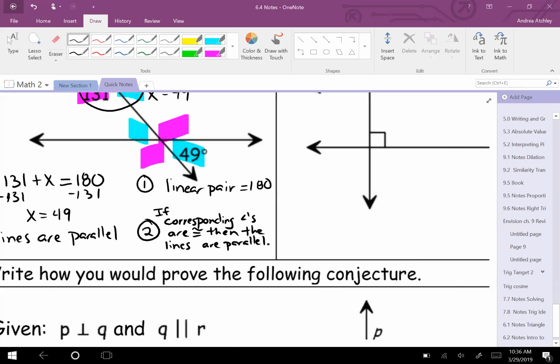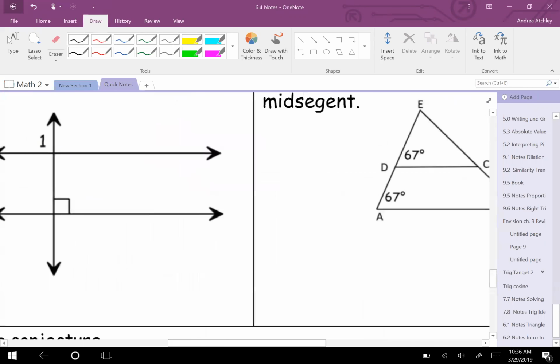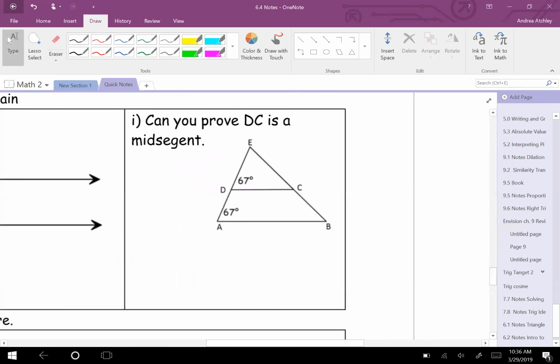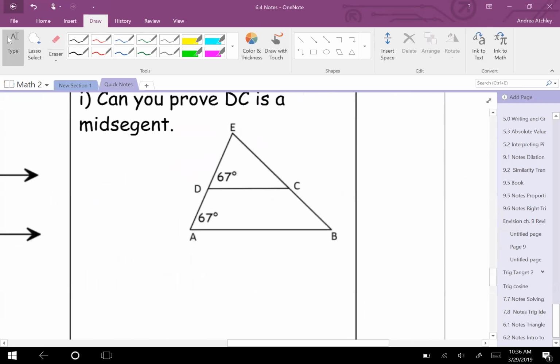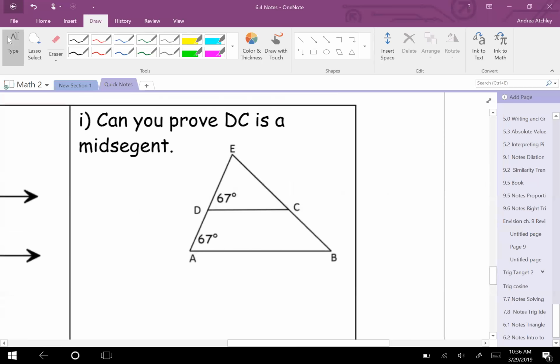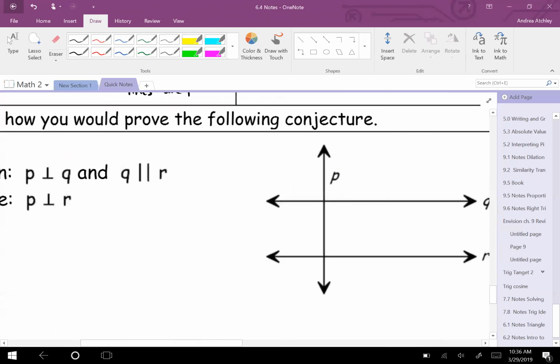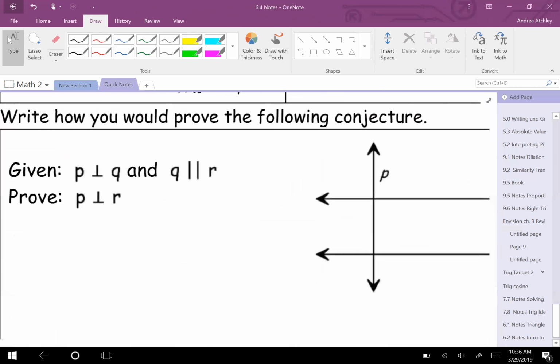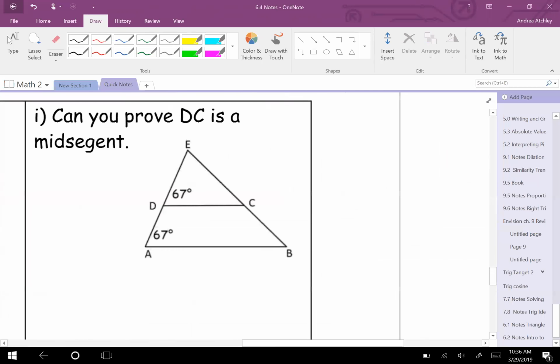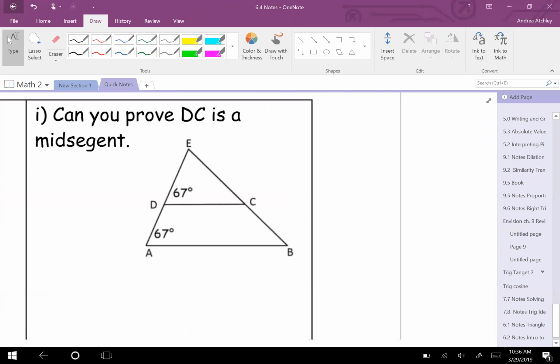Any questions over that? Okay, the next one, they want us to prove DC is a mid-segment. Okay, remember a mid-segment? We can prove this, yes. We're gonna skip that one. We're just gonna go here. Yeah, that's fine. We're not gonna go back to it, because we're gonna do the next one. Okay, can you prove DC is a mid-segment?